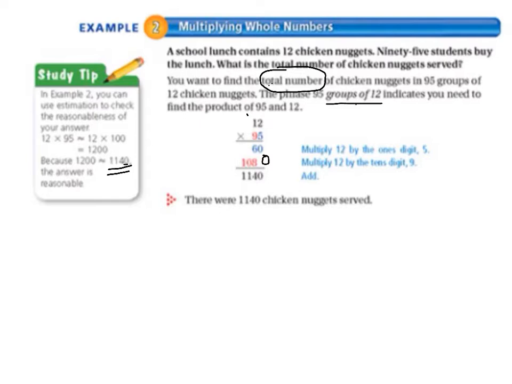9 times 1 is 9, plus 1 is 10. And then we start adding. 0 plus 0 is 0. 6 plus 8 is 14. And 1 plus 0 is 1. Didn't put my 1 there. There it is. 1 plus 0 is 1. 1 plus 0 is 1. So there were 1,140 chicken nuggets. It's close to our estimate, so that works.